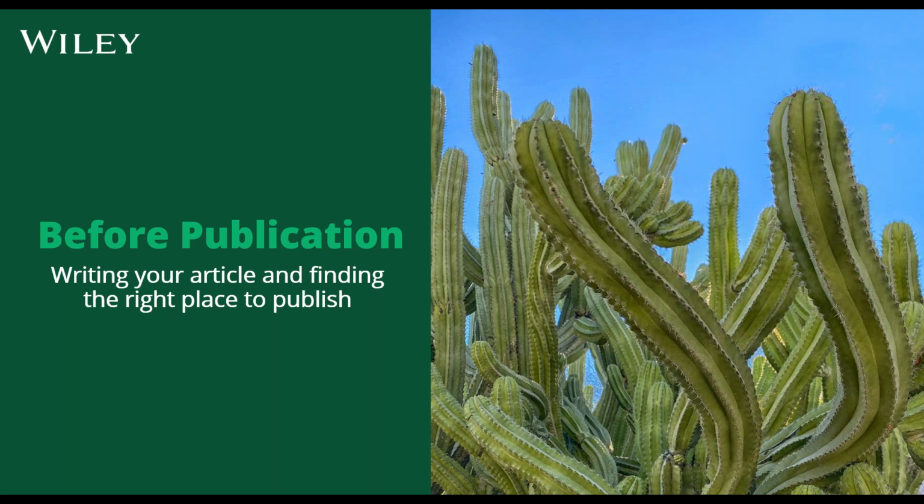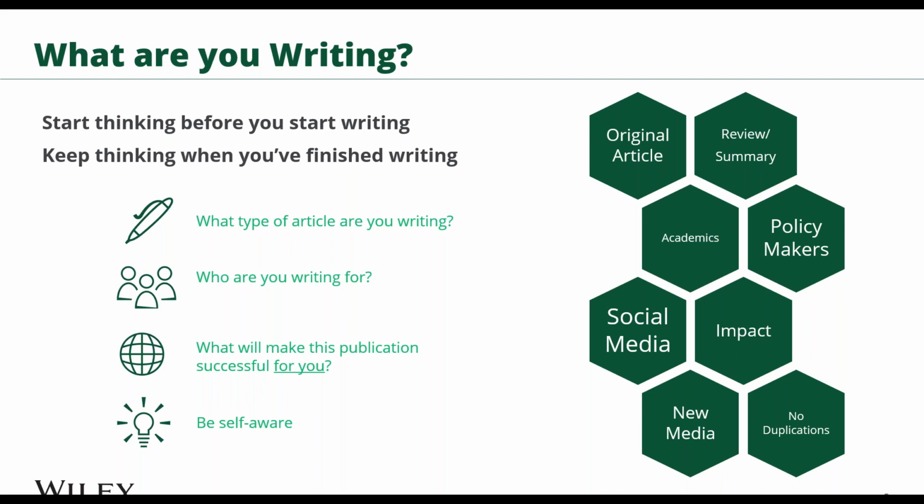So before publication, we're first going to look at what you should consider before you try to get published. In this phase, you're going to be writing your article, and it's important to make sure that you're thinking about where you might want to submit it. So the first thing to decide is, what are you writing? You need to start thinking about this before you start writing and keep thinking about it after you've finished.